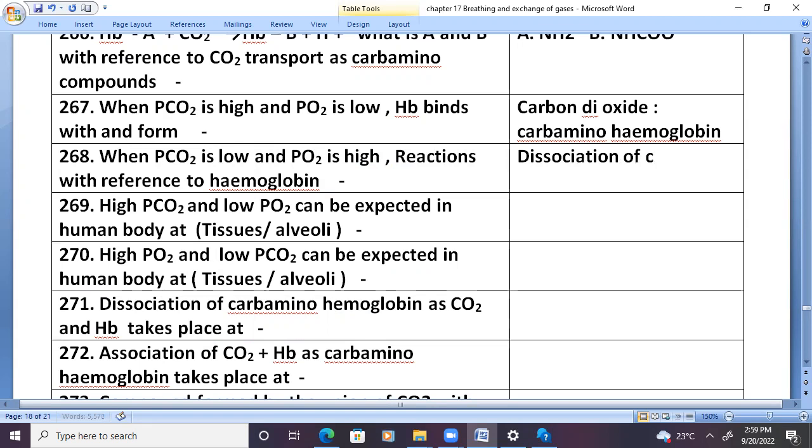Dissociation of carbamino hemoglobin as carbon dioxide and hydrogen hemoglobin. Dissociation at alveoli. High PCO2, low PO2 can be expected in the human body at tissues, where carbon dioxide is high. High PO2, low PCO2 can be expected in the human body at alveoli.